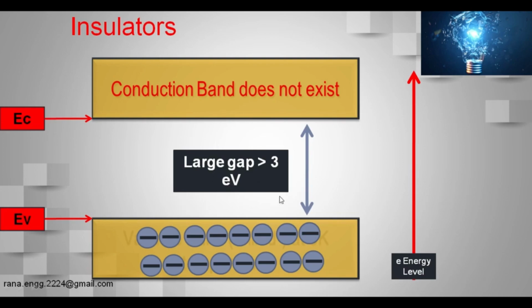So, this gap is usually greater than 3 electron volts. That means we have to apply more energy than 3 electron volts to get these electrons for conduction, which is not possible, which is a very difficult task. So, if I require a very large amount of energy which I am not able to provide, then I am not going to use it. It is termed as insulators. Insulators do not conduct.